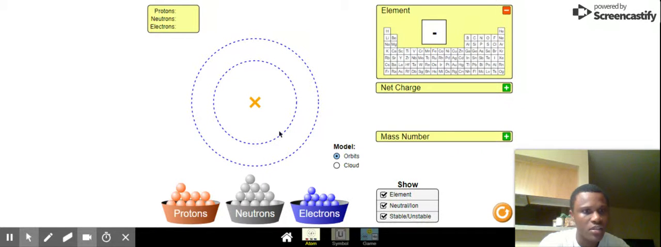An atom is the smallest particle of matter. So matter is anything that has mass and occupies space, like the chairs, the tables, anything, the freezer, anything you're able to touch essentially is matter. So the smallest particle of matter is what we call an atom.